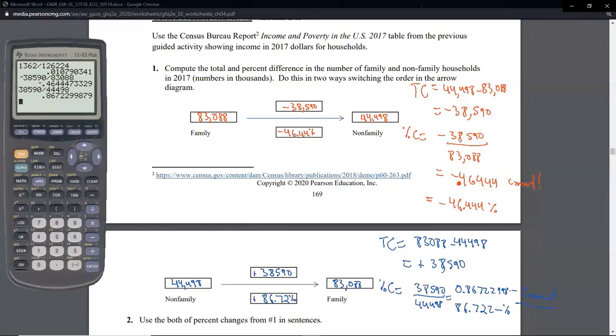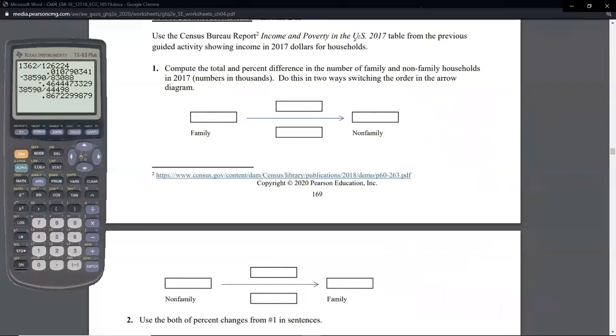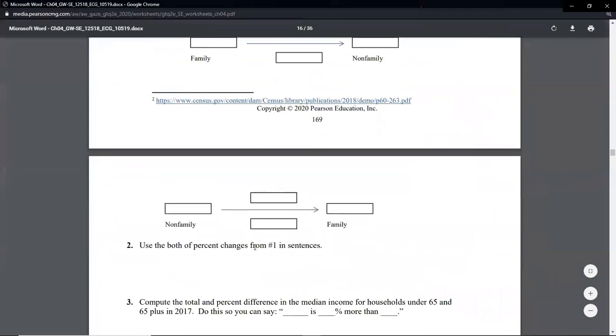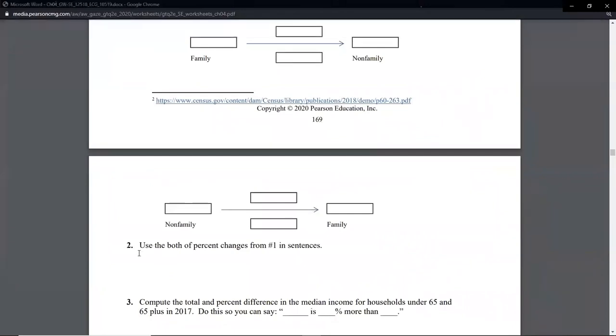Now I'm going to have to erase those numbers and everything to answer number 2, to make a sentence out of both of these. So the numbers I'm going to be stealing are the 46.44 in negative and the 86.72 in positive. Okay, so let's clear our screen. Let's take off annotate, let's throw our calculator down. There we go. Use both of the percent changes from number 1 in sentences. Annotate, and we're going to type for this one.